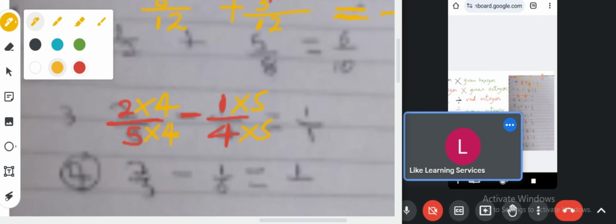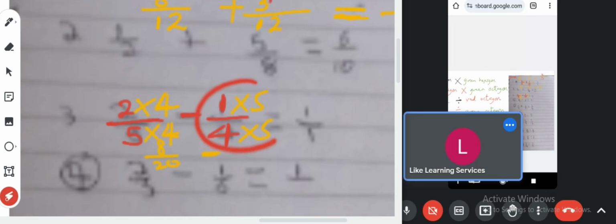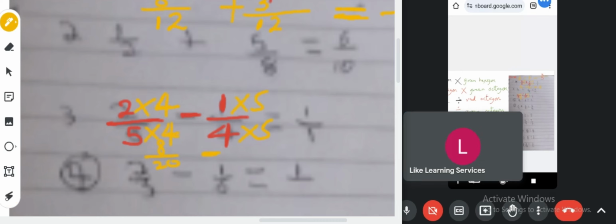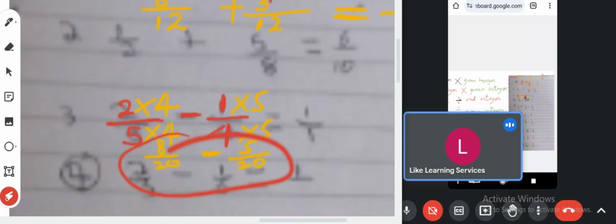2 times 4 gives what? 2 times 4 is 8. So 8 over 20, isn't it? Yes. 8 over 20. Where can I write this so it comes out better? 8 over 20 minus, what will this one give? No, 5 over 20. Minus 5 over 20. Because 2 times 4 is 8. 5 times 4 is 20, so 8 over 20. 1 times 5 is 5. 4 times 5 is 20. So you now have 8 over 20 minus 5 over 20.